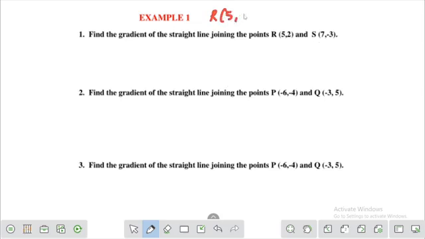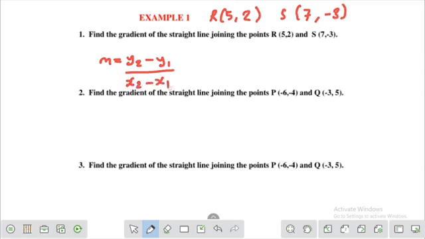We have R (5, 2). Then we also have point S, which is (7, negative 3). So we need to write the formula for gradient, which is m is equal to y2 minus y1 divided by x2 minus x1 equal to. So now from these coordinates that we have for point R, we can name this one as our x1 and this one as our y1. Then we can name this one as our x2 and this one as our y2.